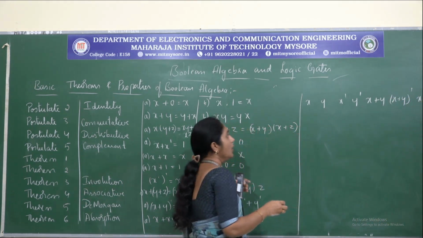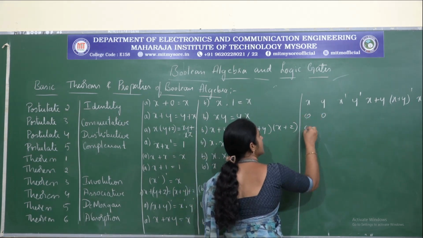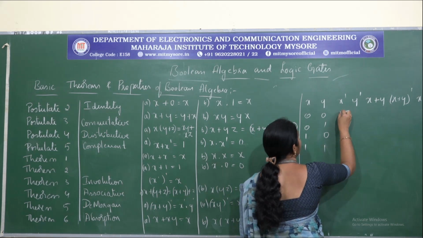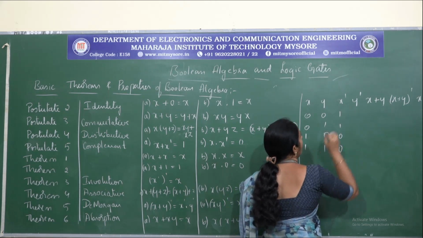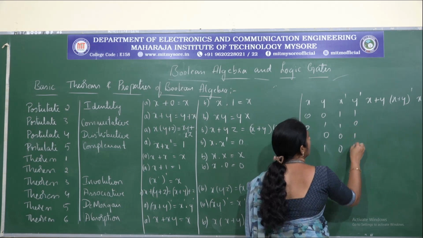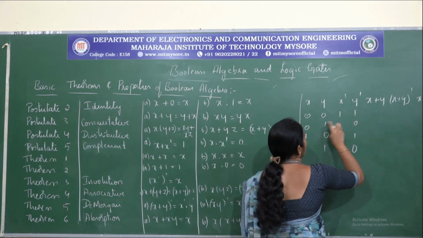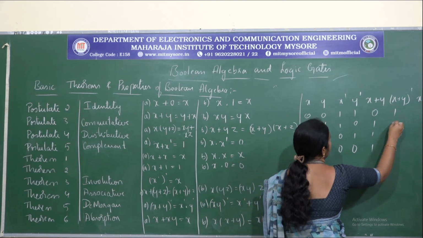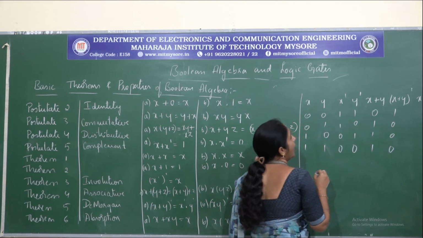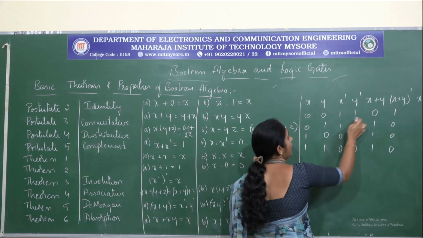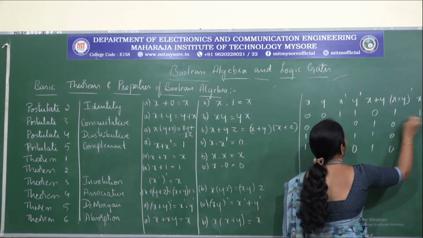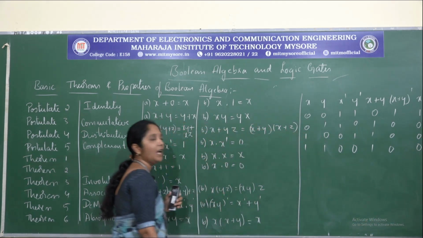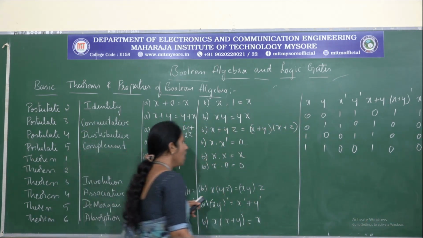Now let us consider the possible combinations. Complement of x is 1 1 0 0, complement of y is 1 0 1 0, x or y is 0 1 1 1, x or y complement is 1 0 0 0. Next we AND these two: 1 and 1 is 1, and for all other combinations we get 0. Therefore part A of De Morgan's theorem is proved.